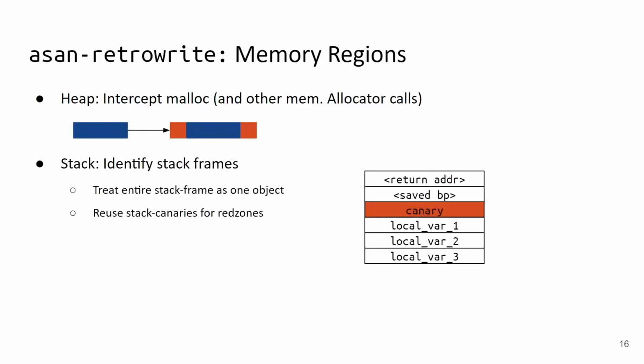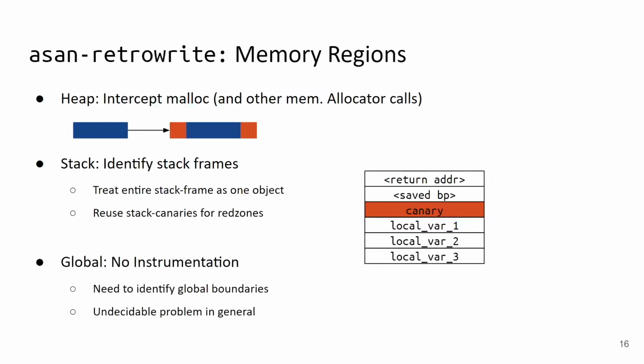On the stack, this is a little trickier as allocations and deallocations are implicit in the function's prolog and epilogue. RetroWrite treats the entire stack frame as a single object and adds one red zone per stack frame. Rather than instrumenting every stack frame, RetroWrite reuses the fact that compilers add a stack canary when their conservative overflow analysis cannot prove that the current stack frame is safe, that is, that it does not overflow. RetroWrite repurposes the stack slot allocated for the canary for the red zone. This improves performance as ASAN RetroWrite does not need to instrument every stack frame that can never overflow.